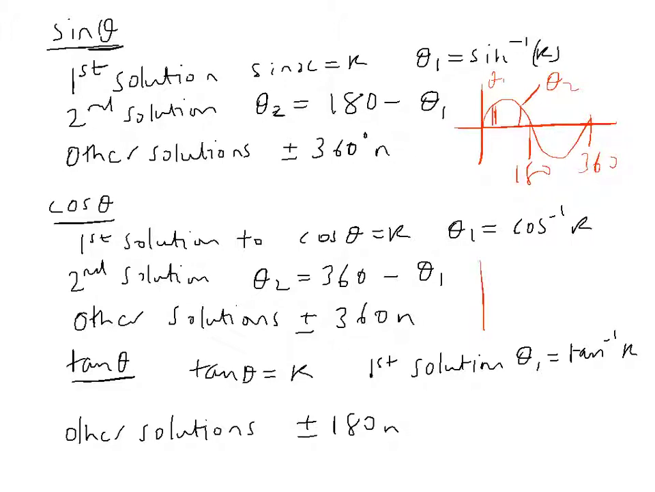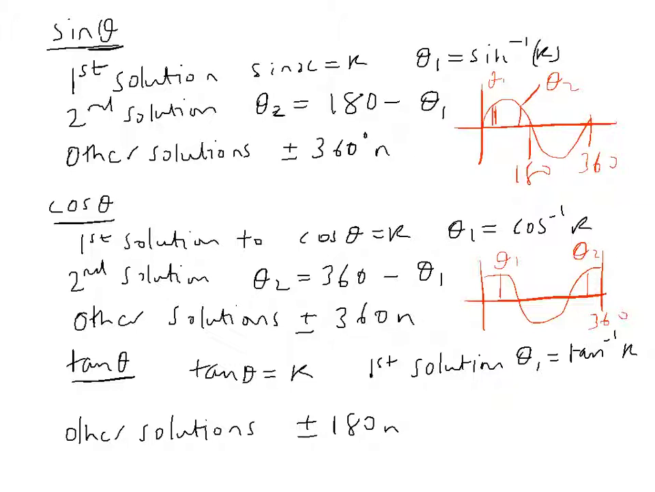Again, if we go back to the curve of cos theta, and that's 360, we know if one of the values, say that was theta 1, then theta 2 by symmetry would be here, and since that's 360 we subtract theta 1 from it. And again we add or subtract multiples of 360 to generate further values.